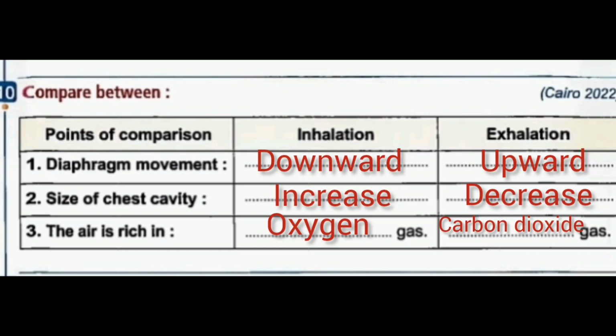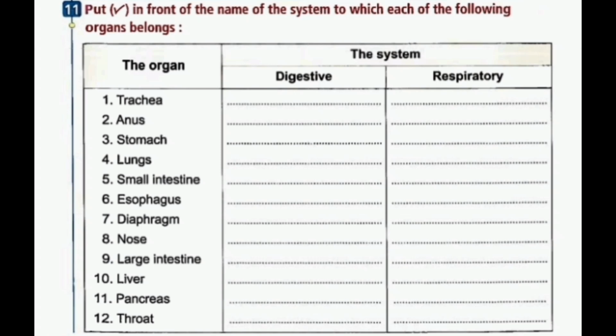Question number 11. Put a tick in front of the name of the system to which each of the following organs belongs. We have two systems, digestive system and respiratory system, and we have a lot of organs. So we will see which organ belongs to which system. Number 1, trachea. Trachea belongs to the respiratory system. Number 2, anus. Anus belongs to the digestive system. Number 3, stomach. Stomach belongs to the digestive system.